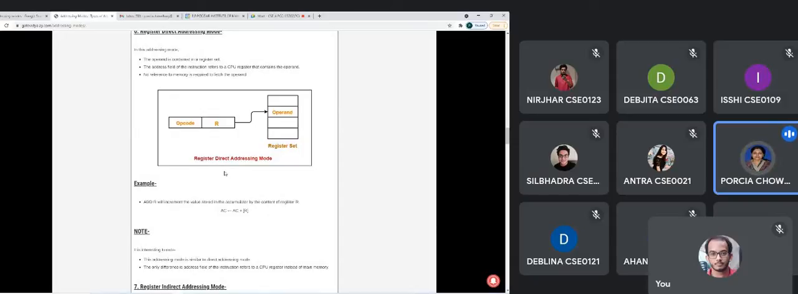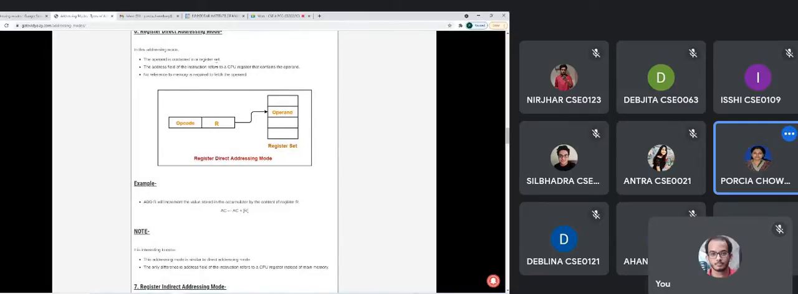The diagram will be the same, just instead of memory there will be a register set. As the name says, the address is a register address, so whatever content we need as an operand will be stored in a register set, and this will point to that register set. Fine, that is register direct mode. The operand is contained in a register set.